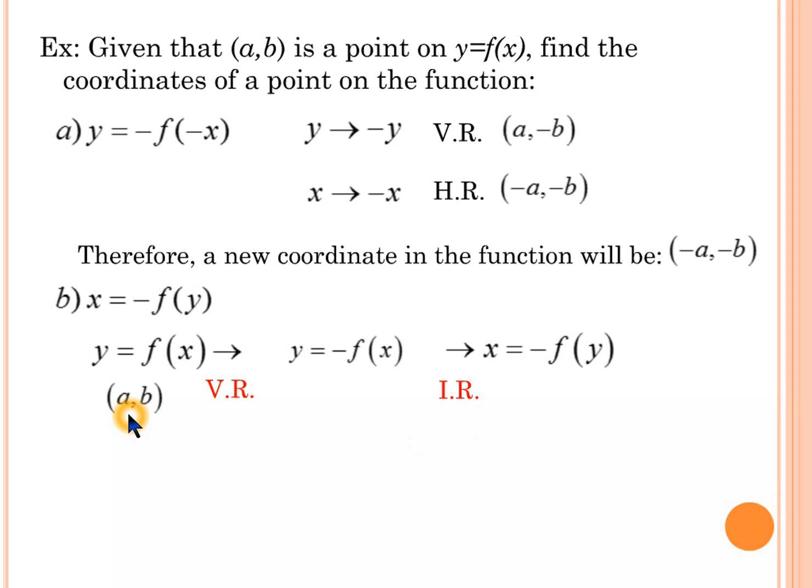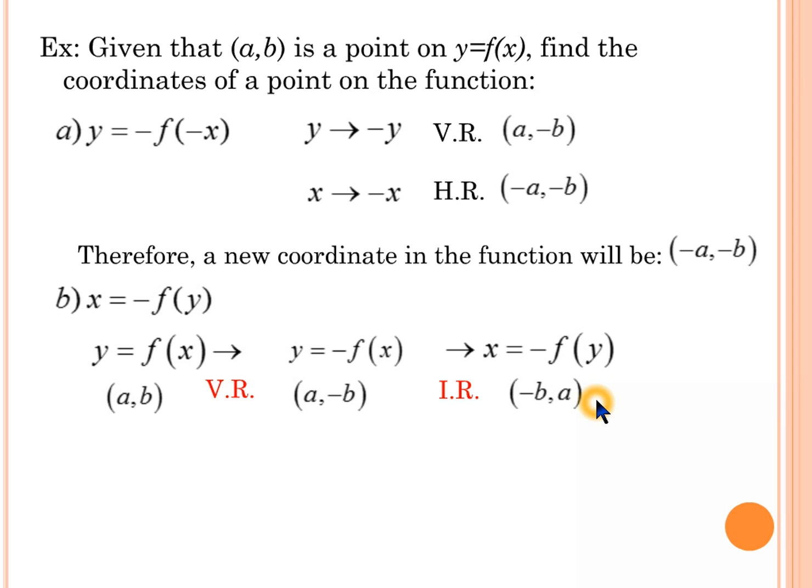So my original point was (a, b), that's part of this function. When I undergo a vertical reflection, that means the b value should go from positive to negative. And once I have an inverse relationship, I just simply change the a and the b coordinates. So I'll get negative b comma a.